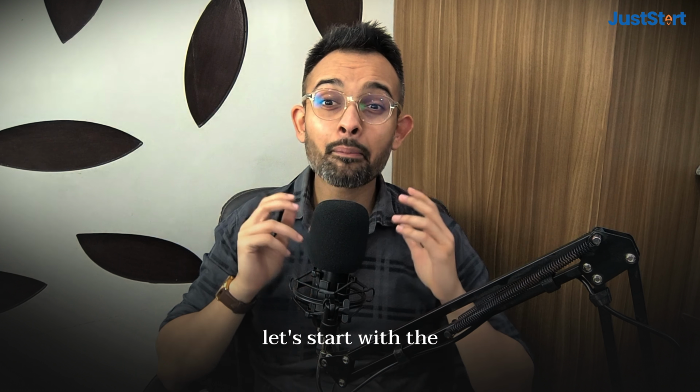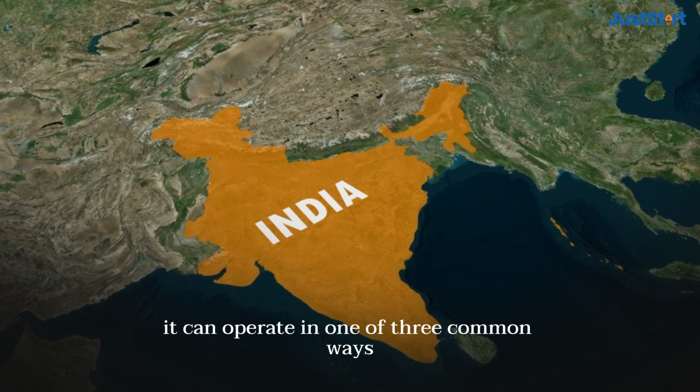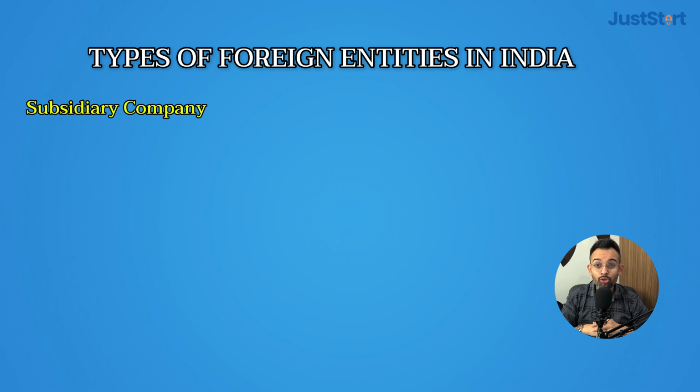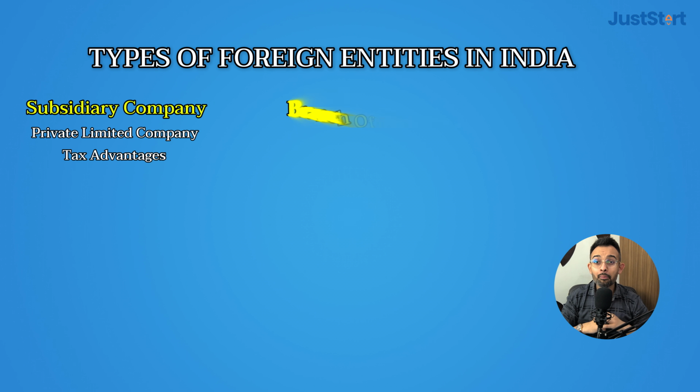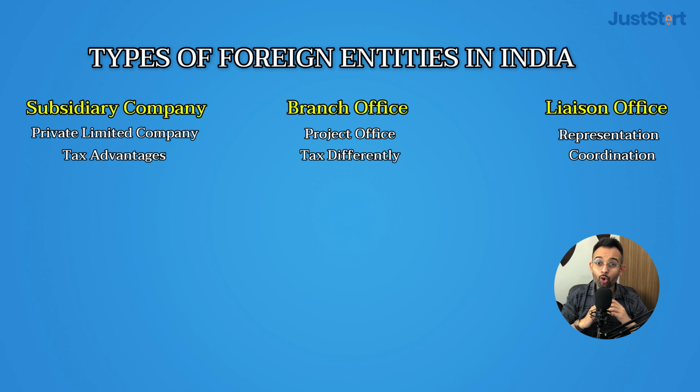Let's start with the basics. When a foreign company enters India, it can operate in one of three common ways. The first is subsidiary company, which is also called a private limited company. This is the most common route. The Indian entity is treated as a domestic company for tax purposes. Second is branch office, or it is also called project office. Here the entity remains a foreign company and it is taxed differently. And the third one is liaison office. This one cannot earn revenue. It is only for representation and coordination purpose.